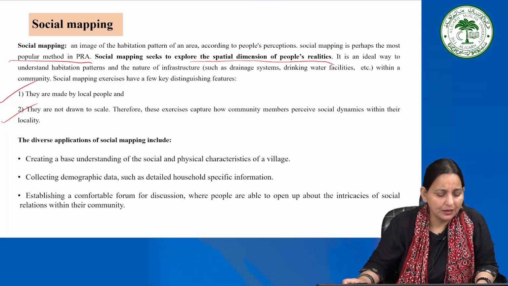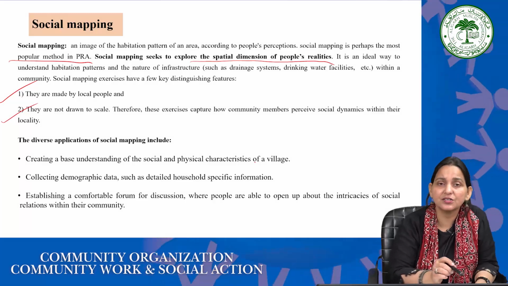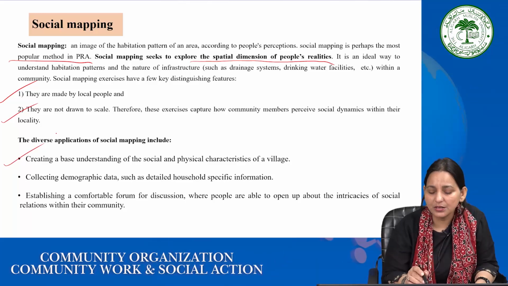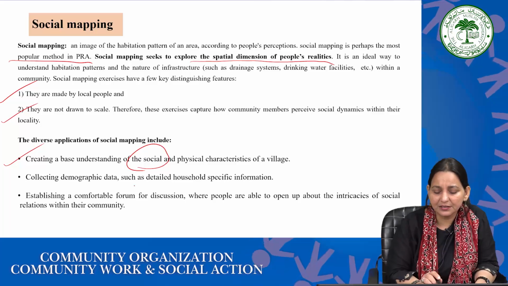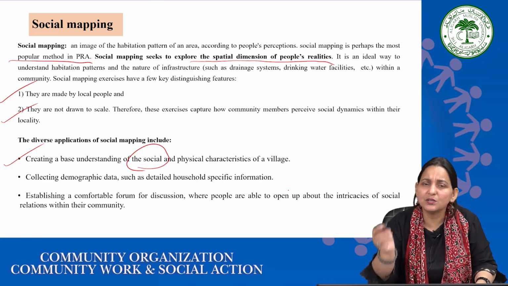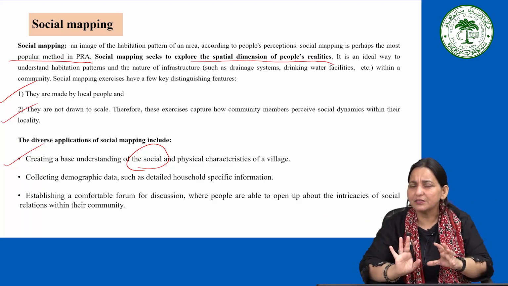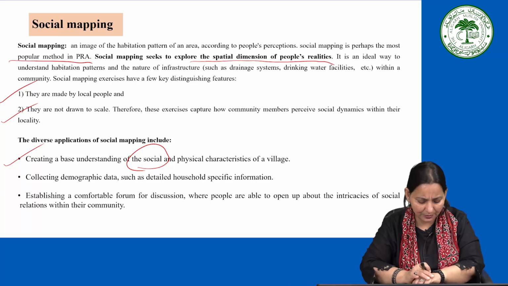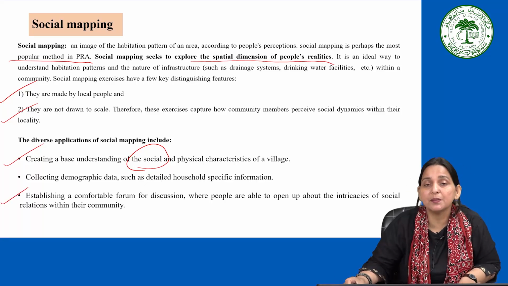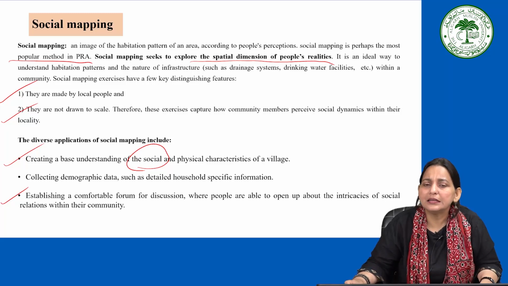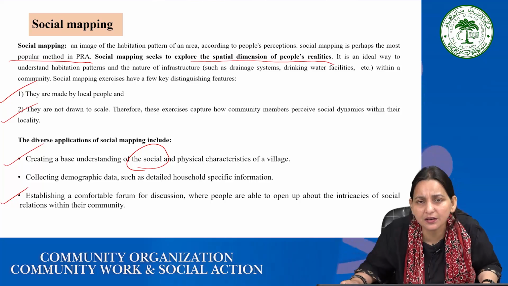The diverse applications of social mapping include creating a base understanding of the social and physical characteristics of any community. So social is very important in social mapping particularly. It also helps in collecting demographic data such as detailed household specific information, meaning what caste is living in which area, which lane. In this way, you can very easily understand the overall dynamics of the community. Next is establishing a comfortable forum for discussion where people are able to open up and come up with the intricacies of social relations within their community.